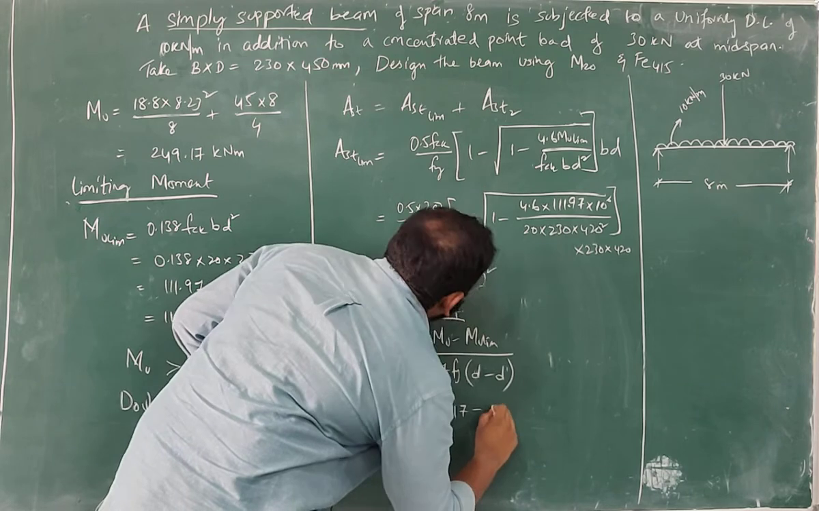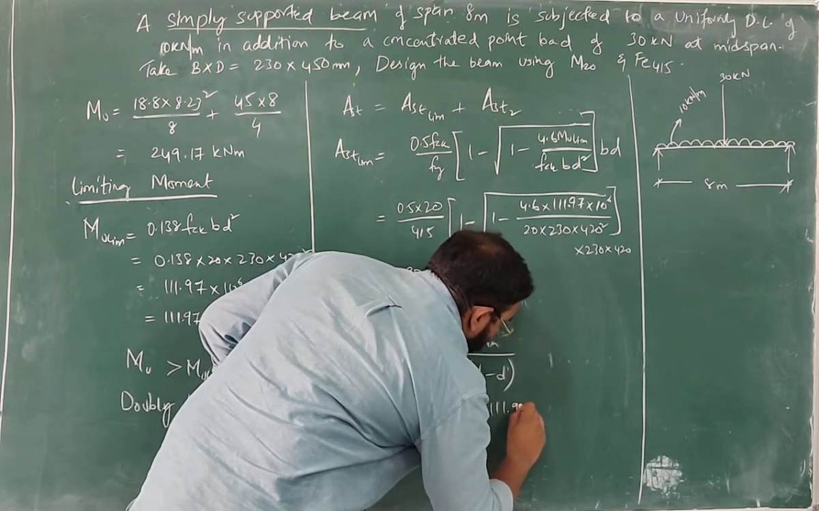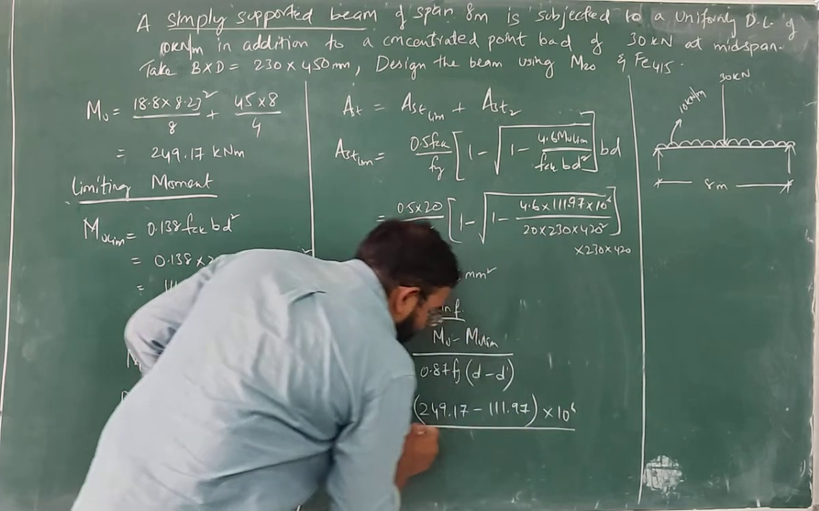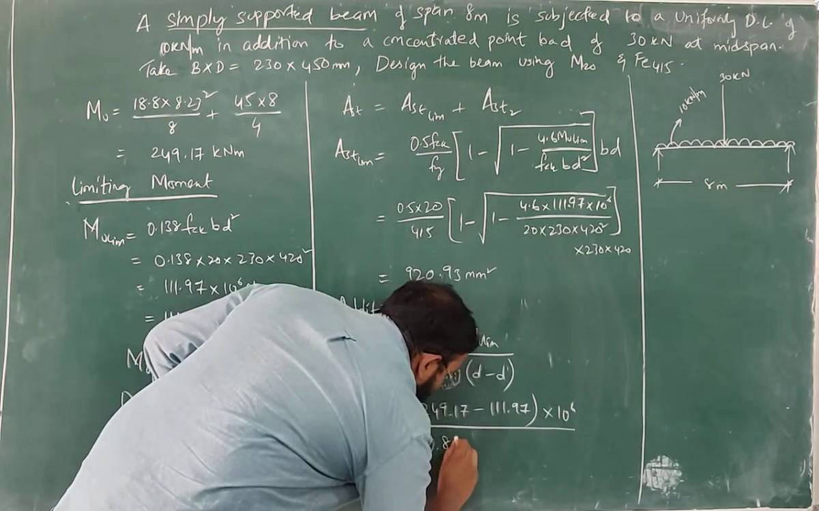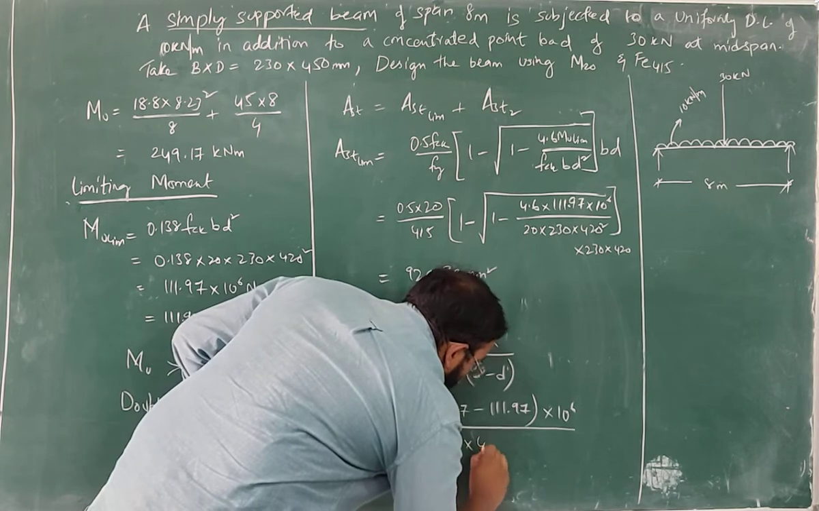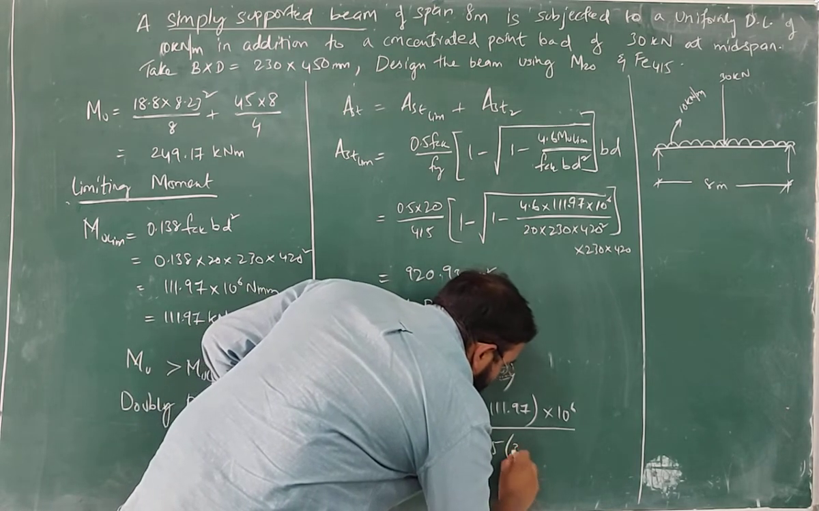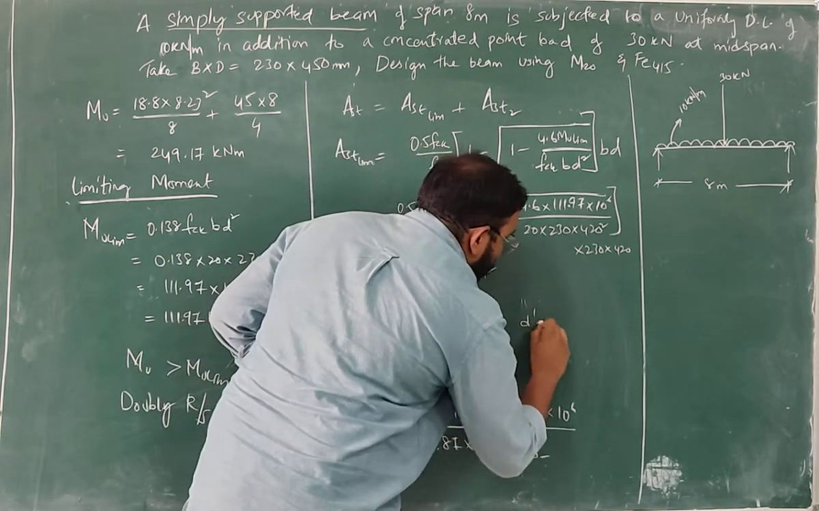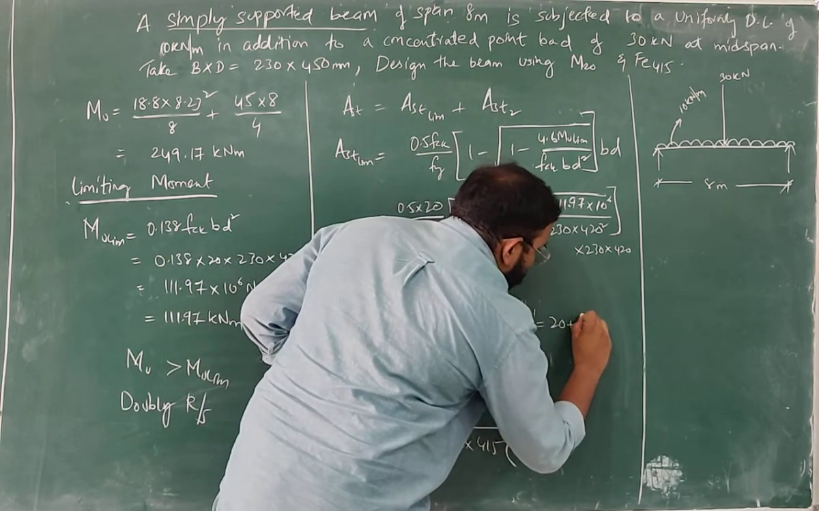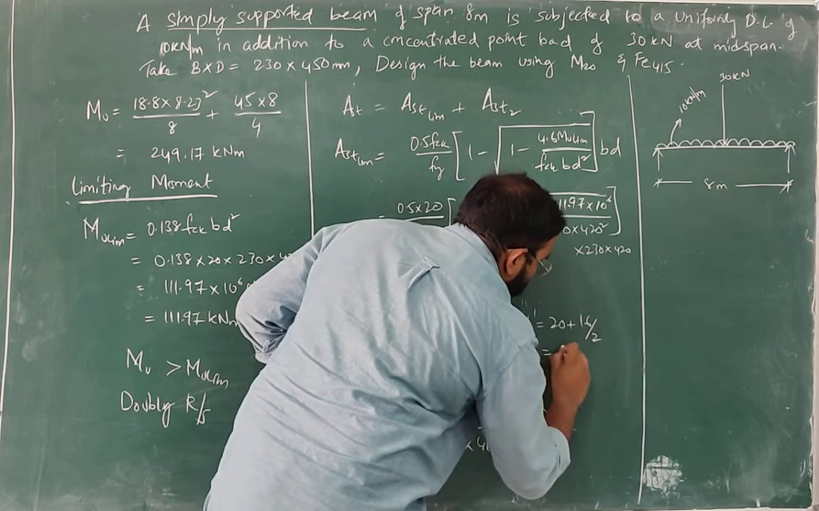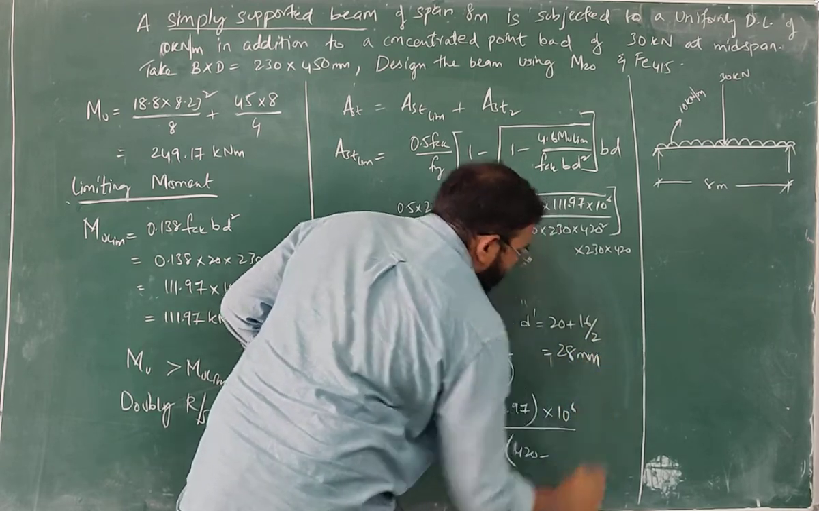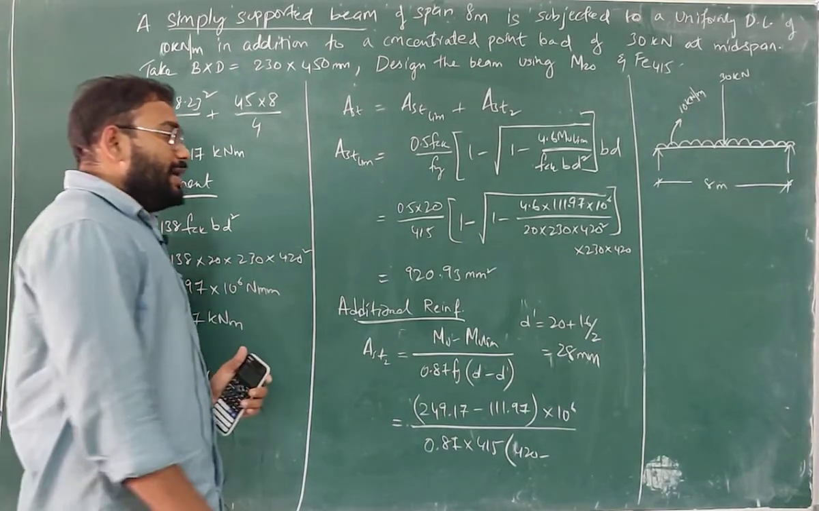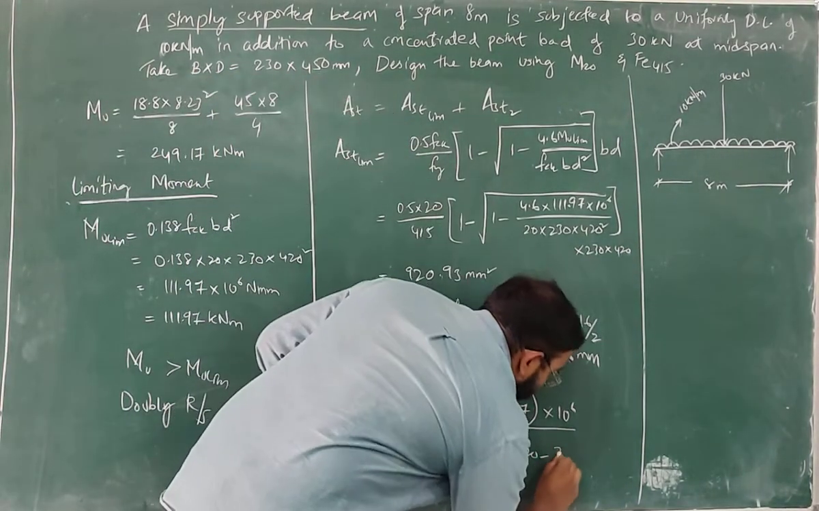Okay. So now substituting in this formula, this is 249.17 minus 111.97 × 10^6 whole divided by 0.87 into 415 multiplied by 420 minus d dash. Now d dash is equal to 20 plus, let this be 16 by 2, so this is 28 mm. This is effective cover for compression reinforcement.